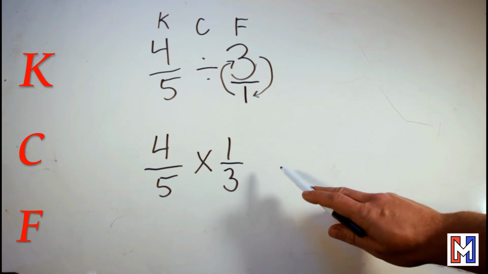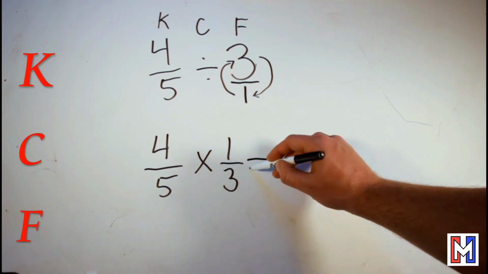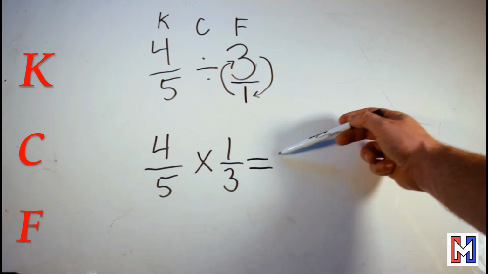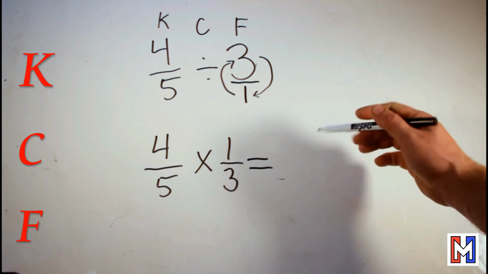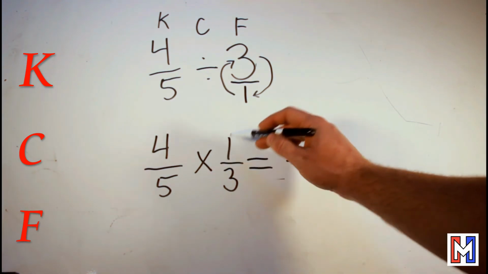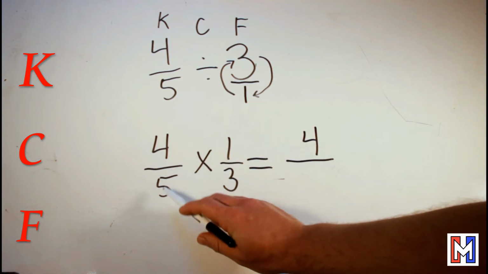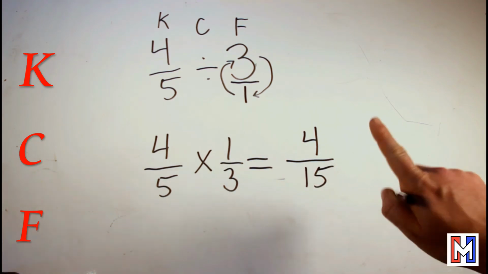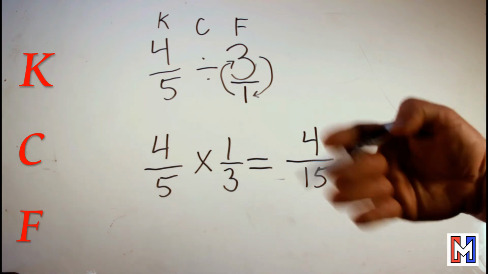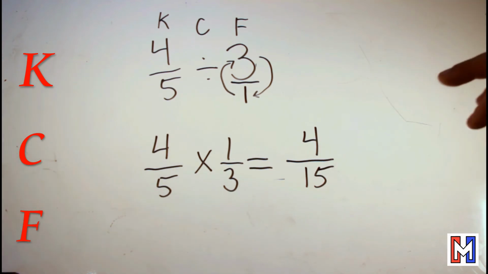So now, you remember from the last one, we're going to multiply across. Multiply our numerators, multiply our denominators. 4 times 1 is 4. 5 times 3 is 15. We're not done there. We need to put it in simplest form.